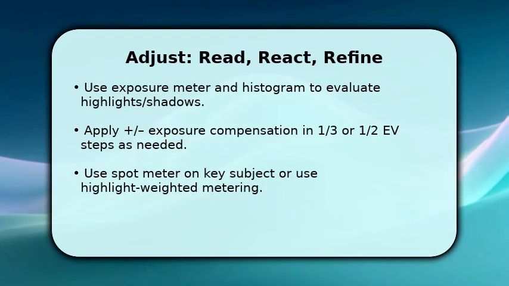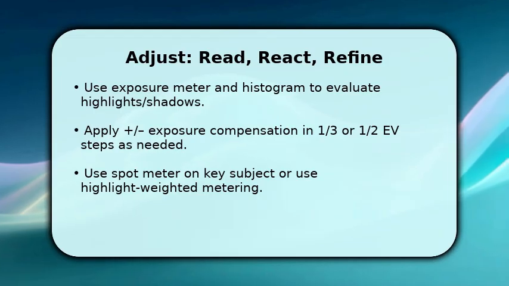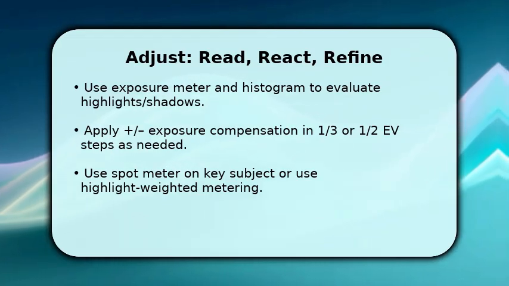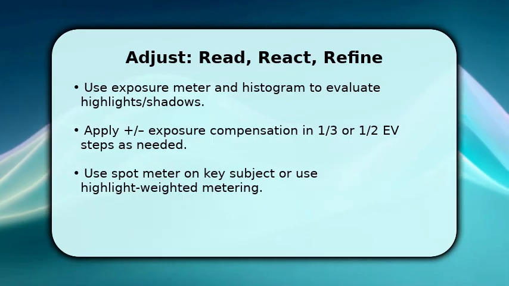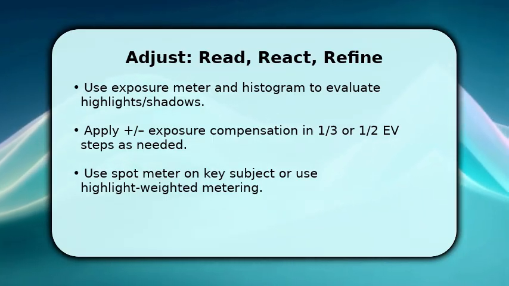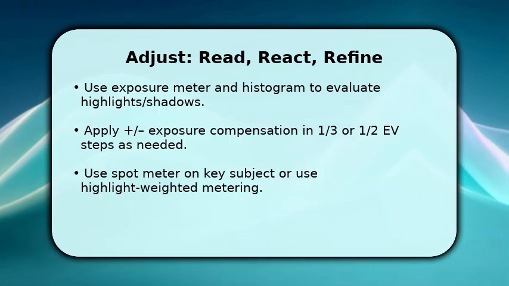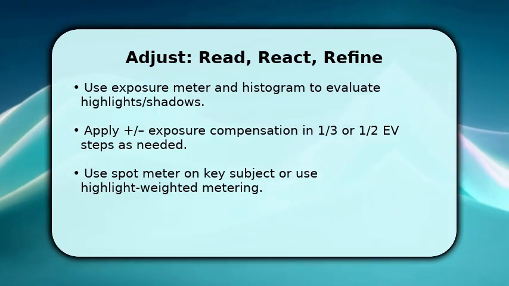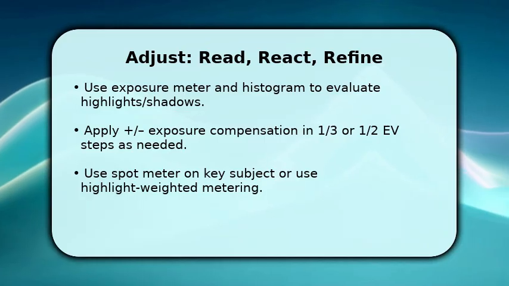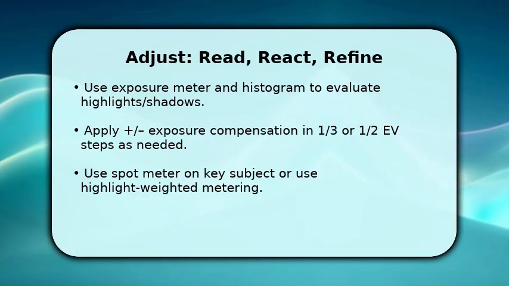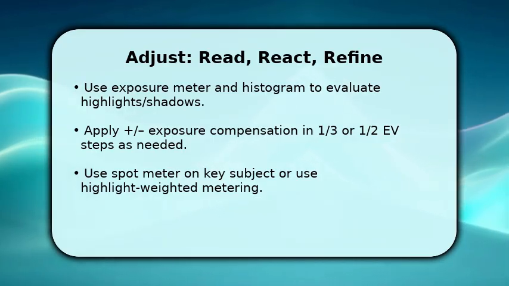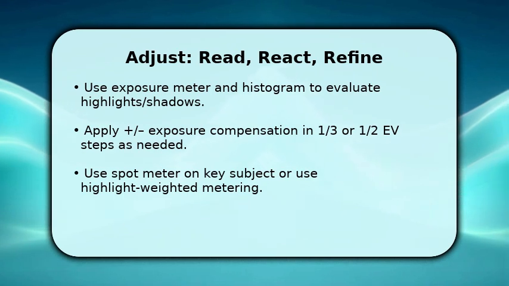You now read the scene. Check the meter and histogram to judge clipping or underexposure. If highlights are blowing out, apply negative compensation in 1/3 or 1/2 EV increments. If shadows lack detail, dial positive compensation. Once you spot a critical area, switch to spot metering and meter off the subject, then recompose. Make sure to verify results on a quick playback with highlight warnings enabled. If using continuous lighting changes, enable AE smoothing or back button focus.